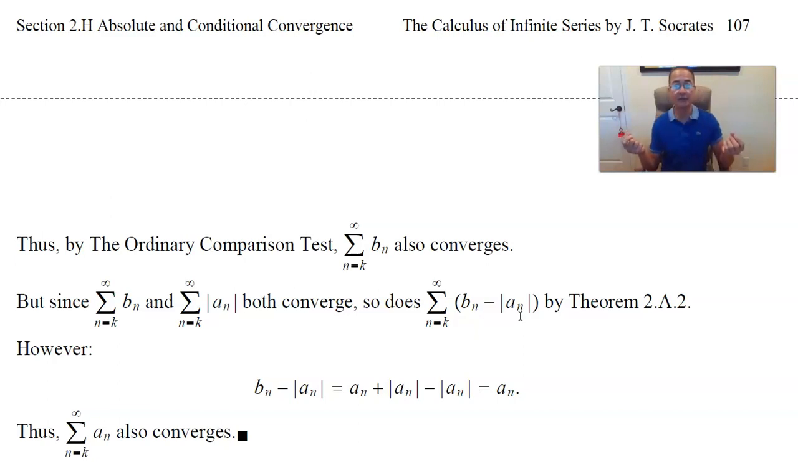If two series converge and you add or subtract them from each other, then the resulting series will also converge. However, who was b sub n again? It was simply a sub n plus the absolute value of a sub n. So if we subtract the absolute value of a sub n, then the two absolute values will cancel out and we simply get a sub n. Therefore, this infinite series is simply the summation of a sub n, and that is going to converge.